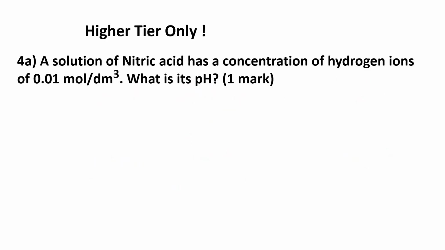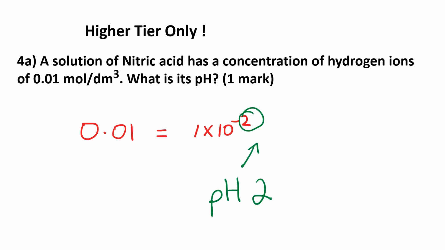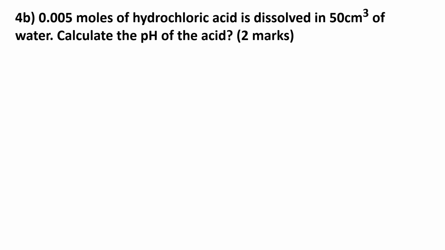Question 4a. A solution of nitric acid has a concentration of hydrogen ions of 0.01 moles per dm cubed. What is its pH? Well, 0.01 can also be written as 1 times 10 to the minus 2 in standard form. And that minus 2 tells us it's pH 2.